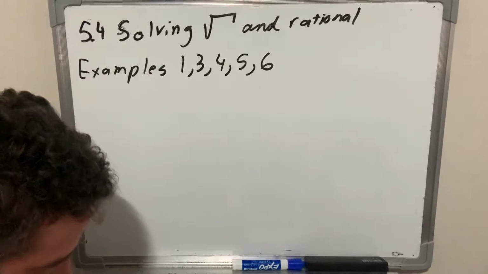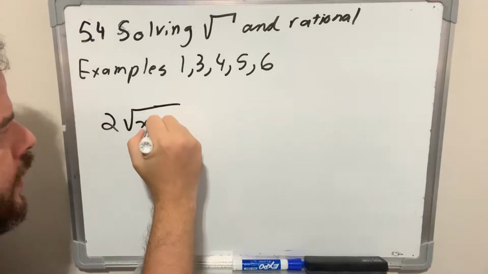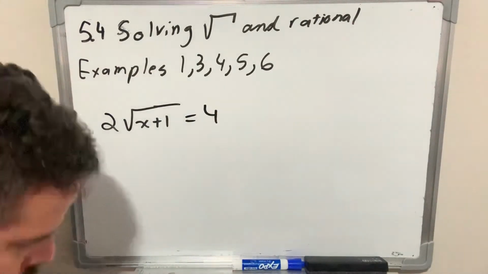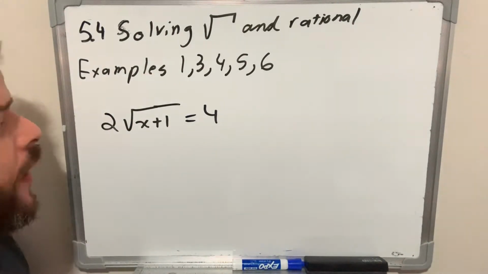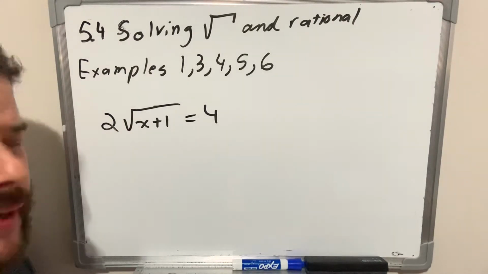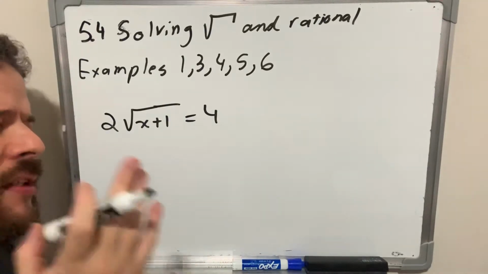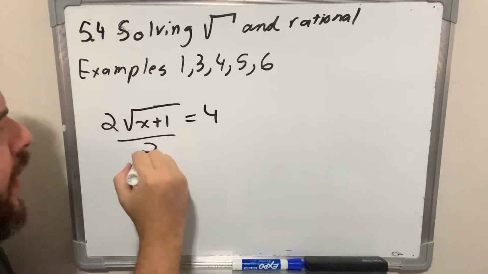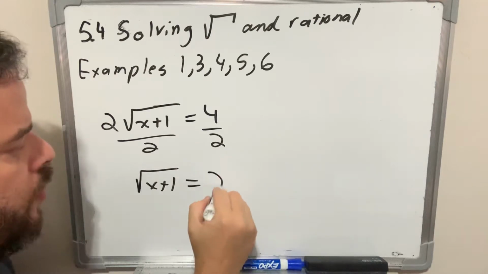Solving by example 1. First of all, they give me this first example: 2 radical x plus 1 equals 4. That is example 1a. Now, all you want to do is isolate until you're left with a radical on one side. Doesn't matter how many elements are inside the radical. You want to just get rid of everything except the radical. So in this case, I'm going to be dividing by 2, and I'll have radical x plus 1 equals 2.